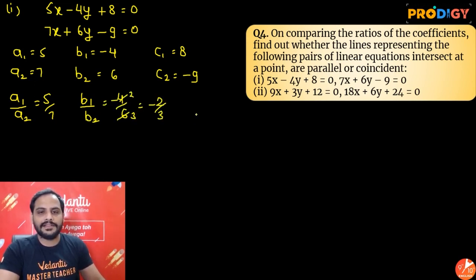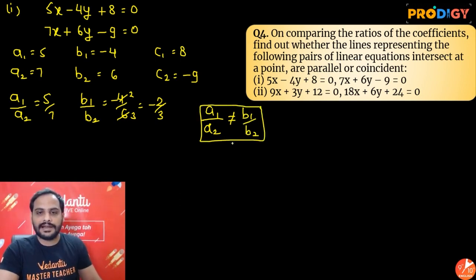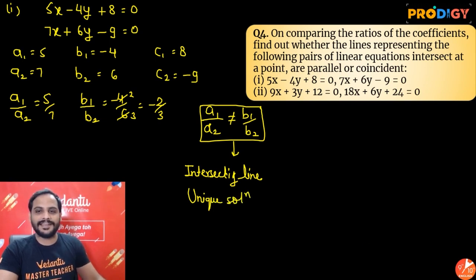Now I can clearly see, beta, a1 by a2 is not equal to b1 by b2. I don't care about c1 by c2. See, I have not even found out c1 by c2. Directly I can say it will be intersecting lines, or I can say unique solution.